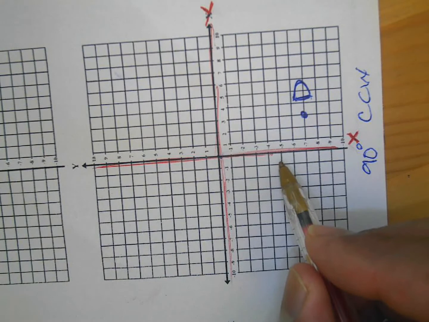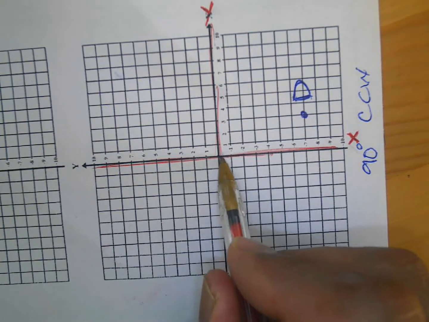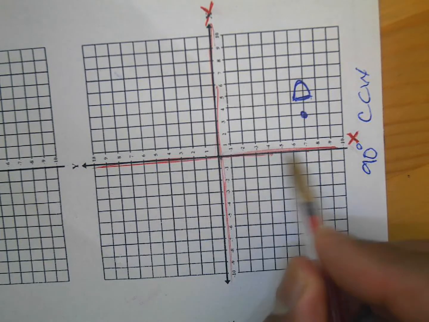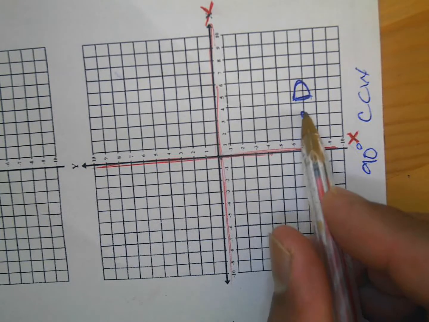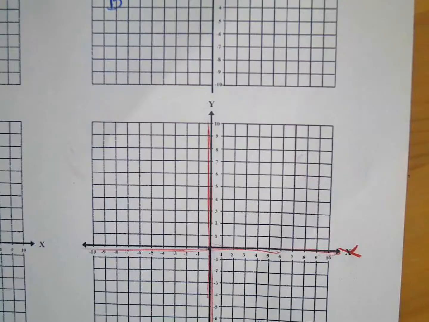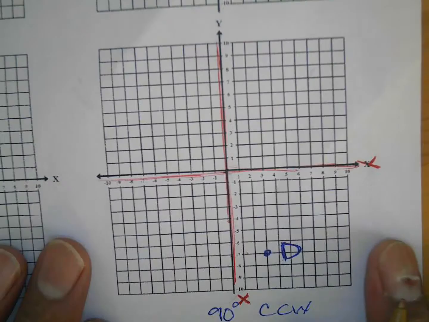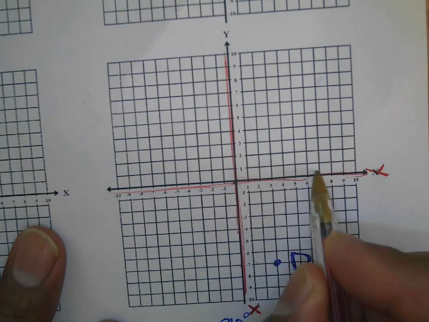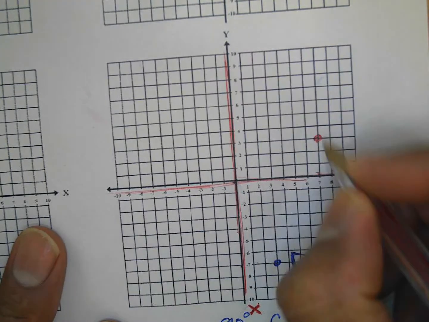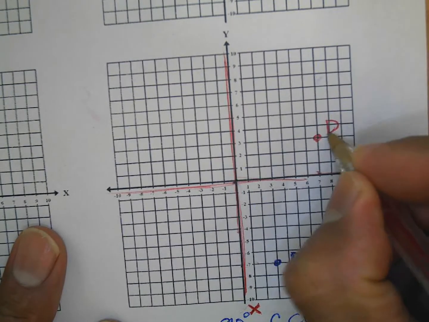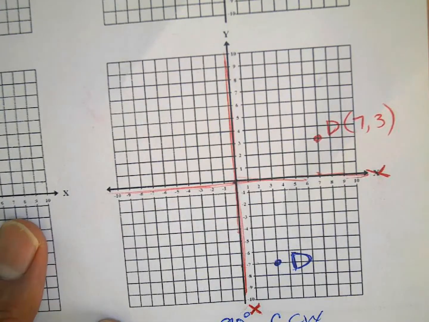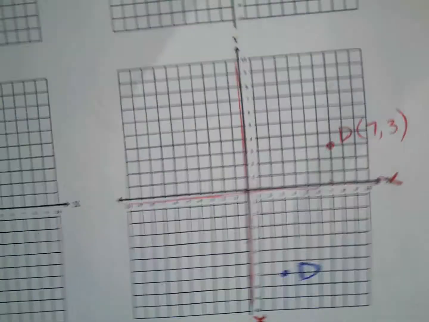What are the coordinates? The coordinates are 7 positive on the X, and 3 positive up. So now we come back to our original. And what was it? 7 and 3. This is where this point D would be. 7, 3, if you rotate 90 degrees counterclockwise.